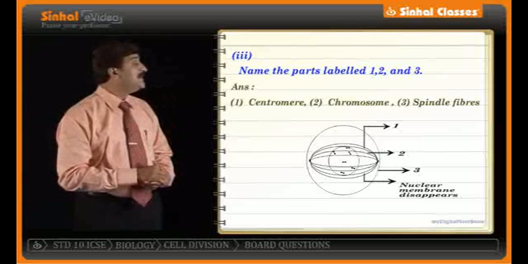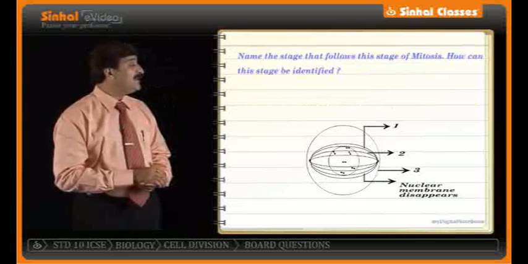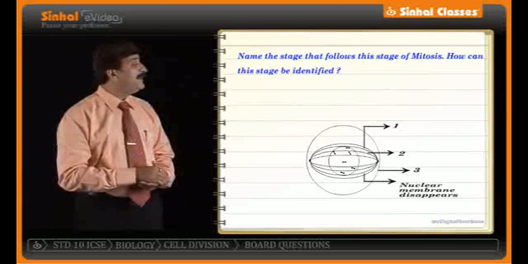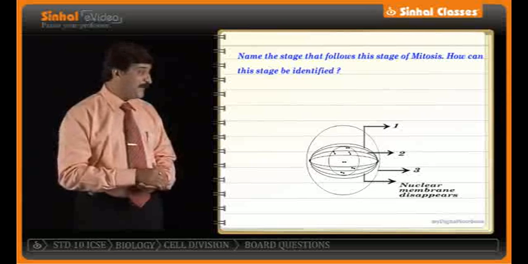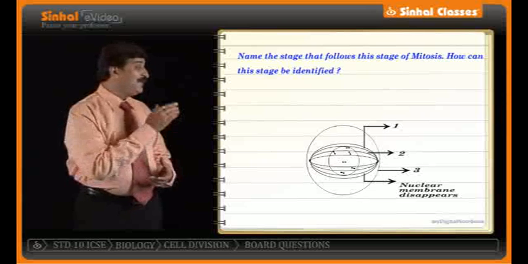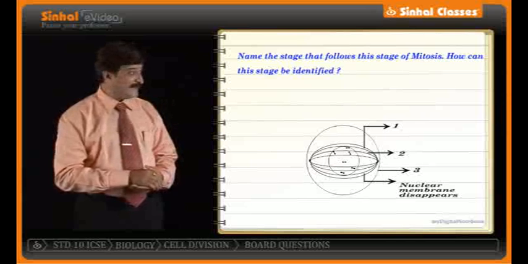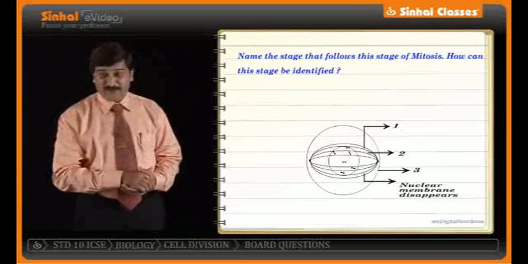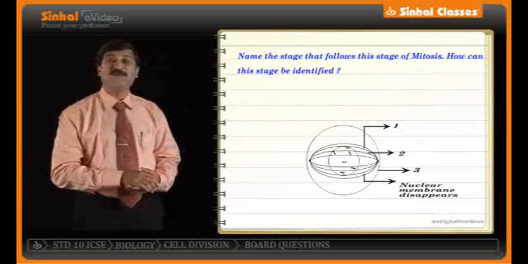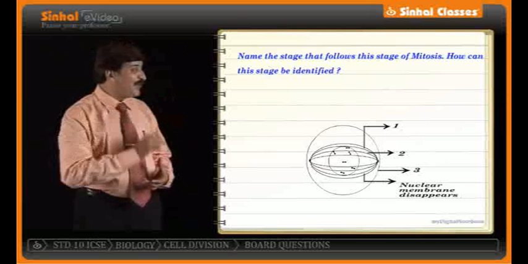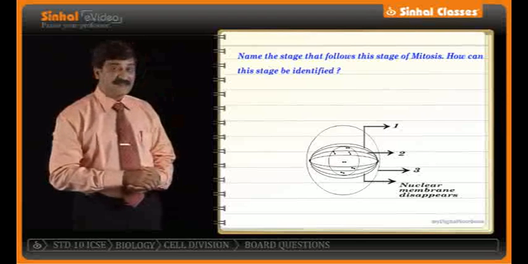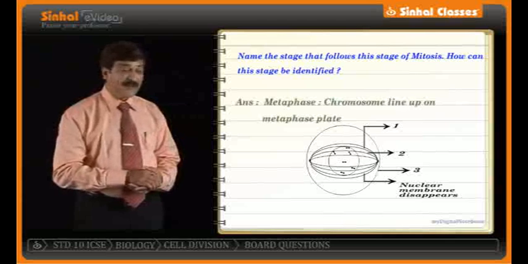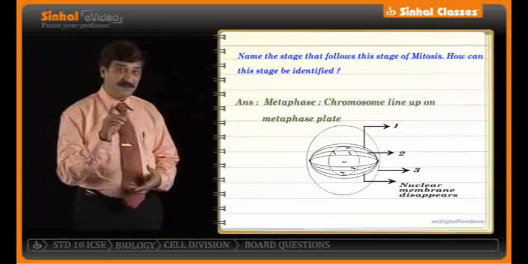Let's take the fourth one. Name the stage that follows this stage of mitosis. How can this stage be identified? When we talk about this, we'll have to write our answer as metaphase, because the previous answer that we had written was prophase. So here prophase is followed by metaphase. The question states, how can this stage be identified? And your answer should be, chromosomes line up on the metaphase plate.